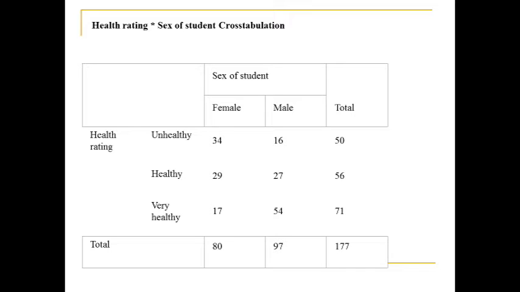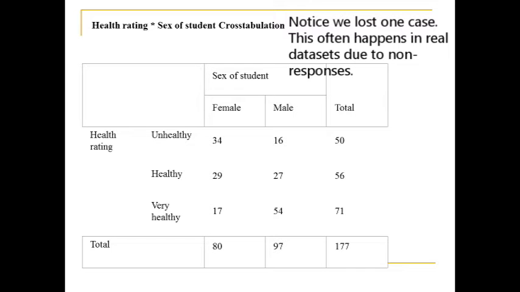Here we have, in the female column, 34 women out of 80 said that they rated themselves as unhealthy, 29 rated themselves as healthy, and 17 rated themselves as very healthy in this entirely fictional example. In the other column, men, 16 of the 97 rated themselves as unhealthy, 27 as healthy, and 54 rated themselves as very healthy. Those two totals of 80 and 97 add up to 177, as do the three observations of health ratings, 50, 56, and 71, total up to 177.